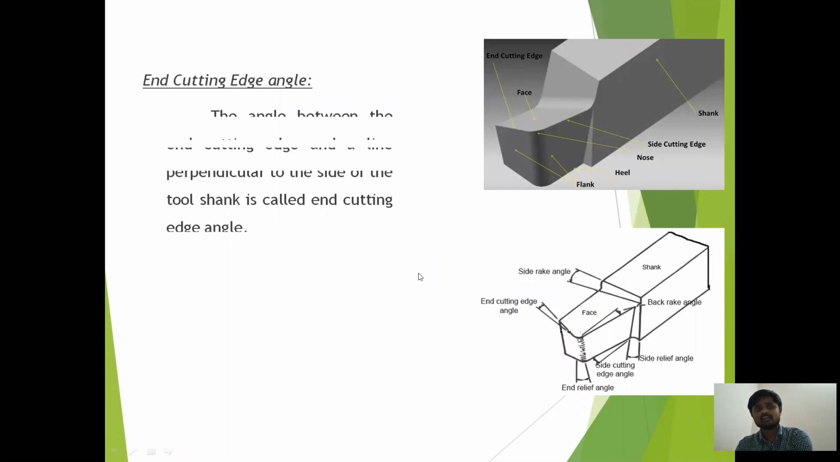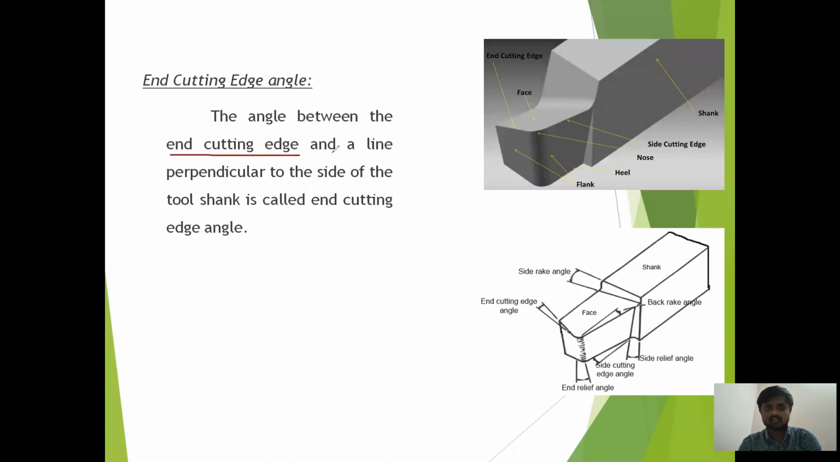Next one is the end cutting edge angle. So what is the meaning of end cutting edge angle? The angle between the end cutting edge and a line perpendicular to the side of the tool shaft. So here, end cutting edge angle means the angle between the end cutting edge, let's see here, this is the end cutting edge, and a line drawn perpendicular to the side of the tool shaft.